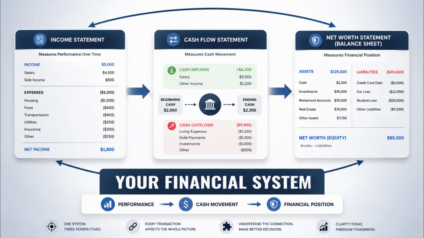Today, we're fixing that. By the end of this video, you'll understand how the income statement works, how the cash flow connects to it, how both flow into net worth, and why every transaction affects multiple parts of the system simultaneously. This is the point where accounting stops feeling like random reports and starts feeling like a complete operating system.